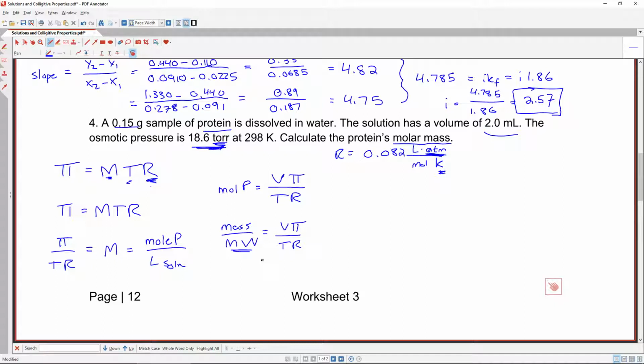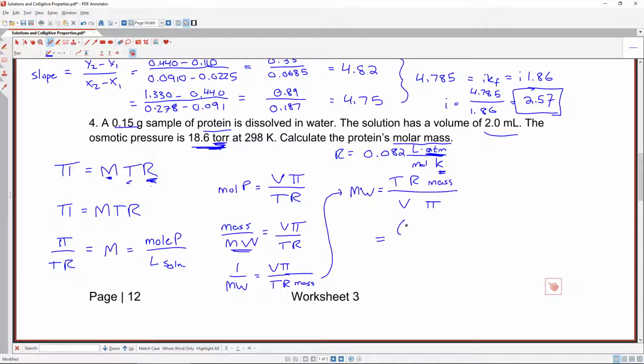Going to divide by mass, right? So 1 over MW is equal to V pi over TR mass, right? So then our molecular weight is equal to our temperature times ideal gas constant times the mass of our stuff divided by a volume in liters times our osmotic pressure in atmospheres. Now let's plug this in.